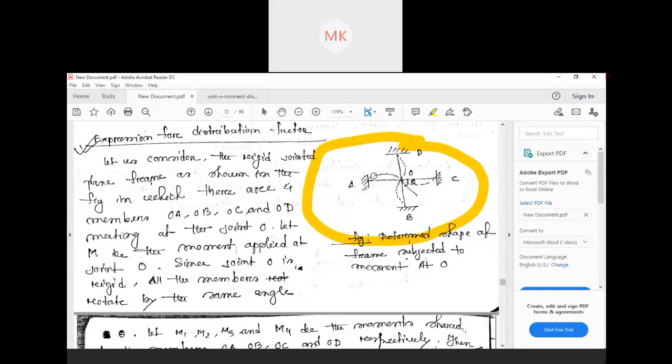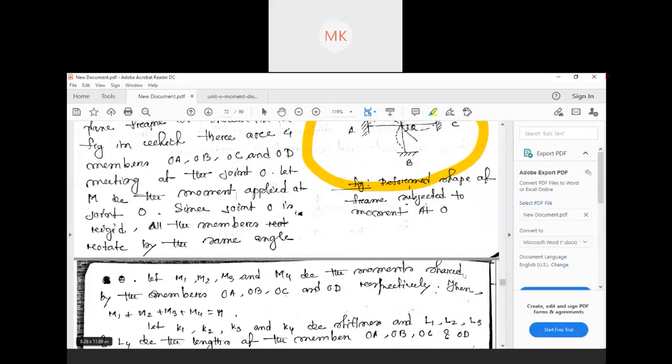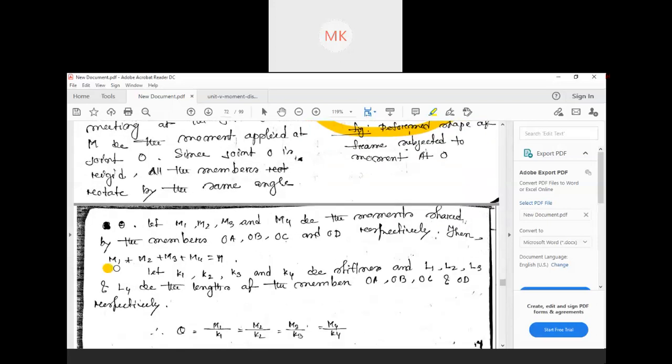Let us consider the rigid jointed plane frame as shown in the figure, in which there are four members: OA, OB, OC, and OD, meeting at the joint O. Let M be the moment applied at joint O. Since O is rigid, all the members rotate by the same angle, theta. Let M1, M2, M3, M4 be the moments shared by the members OA, OB, OC, OD respectively. Then the summation of M1, M2, M3, M4 gives us the total moment.